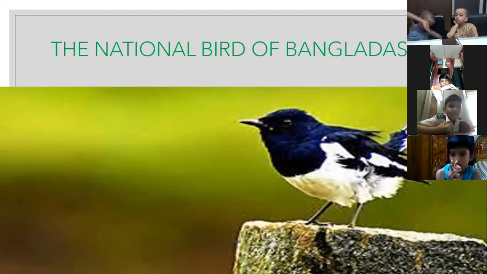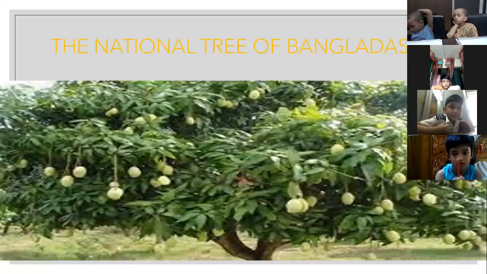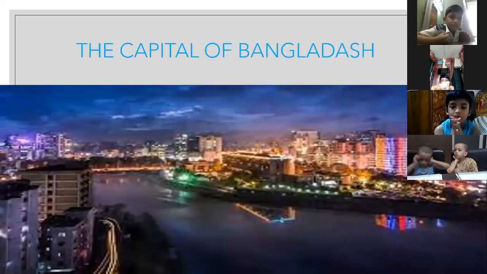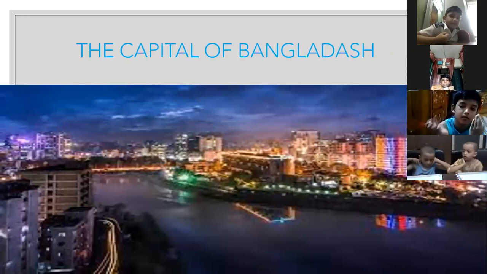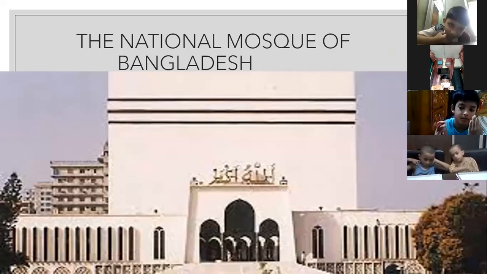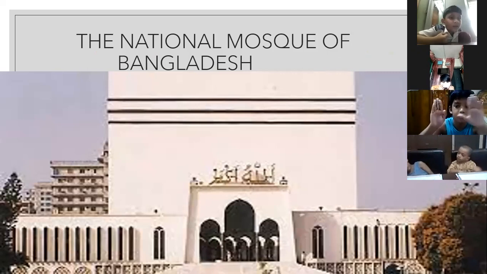Please tell me, what's the name of our national bird? Magpie. Thank you very much. What's the name of our national tree? Mango tree. What's the capital of Bangladesh? Dhaka. Very good. What's the name of our national mosque? Baitul Mukarram Masjid. Very good.